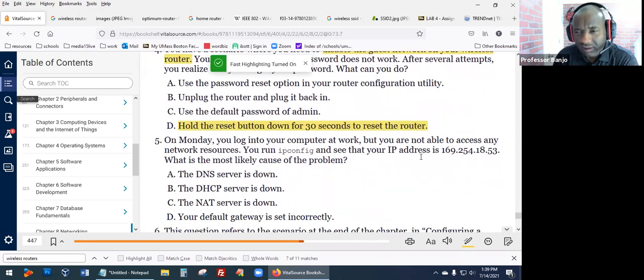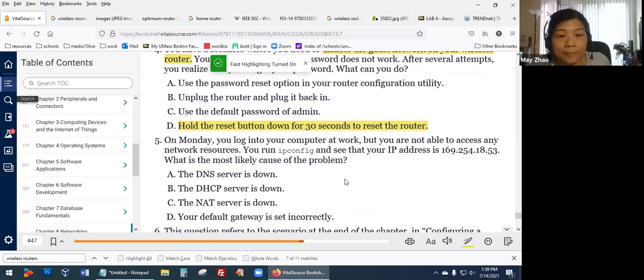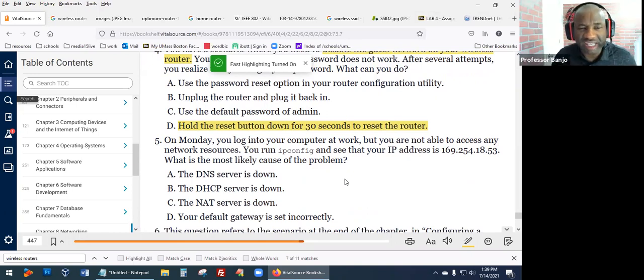May? Question for you, number 5. On Monday, you log into your computer at work, but you are not able to access any network. You have no connections, nothing. You run ipconfig. We did this the other day, right? You run ipconfig and see that your IP address is 169.254.18.53.